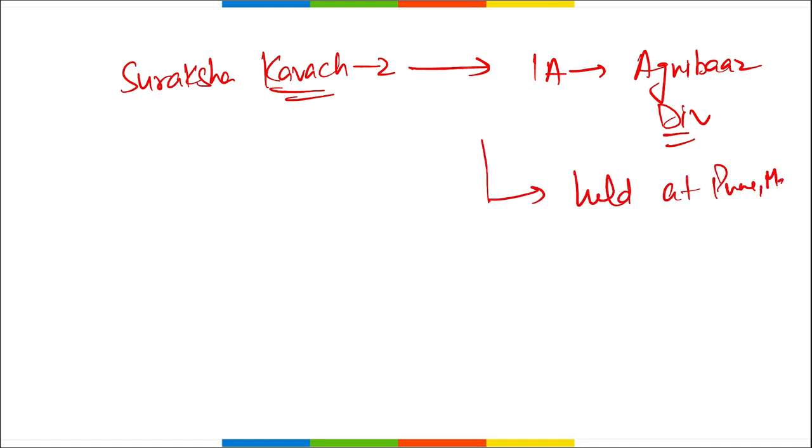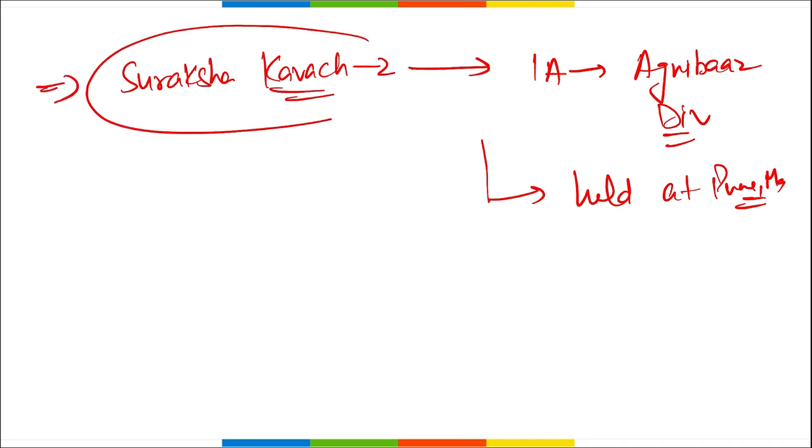Pune is in Maharashtra. This exercise involved the participation of the Counter-Terrorism Task Force of the Indian Army, the Anti-Terrorist Squad of Maharashtra Police, and also a quick response team along with dog squads and bomb disposal teams of both agencies, in order to prepare for any terrorist action if it happens in future. So this was Suraksha Kavach, the second exercise.